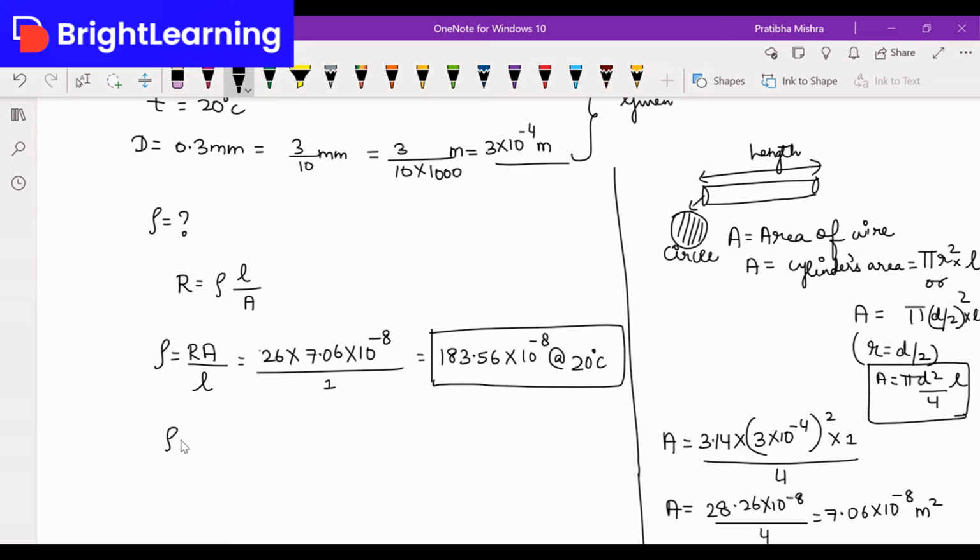Now, if you want to compare this value from the table given in your textbook, what you can do here is, you can write it 1.835, just shift the decimals. So if you shift the decimals on the left hand side, your power will become 10 to the power minus 6. Okay, at 20 degrees Celsius. So this is your answer. So whether you write this answer or this answer, it's the same.